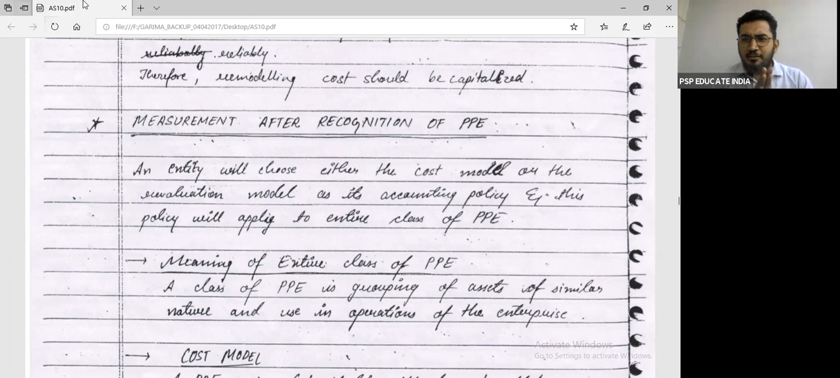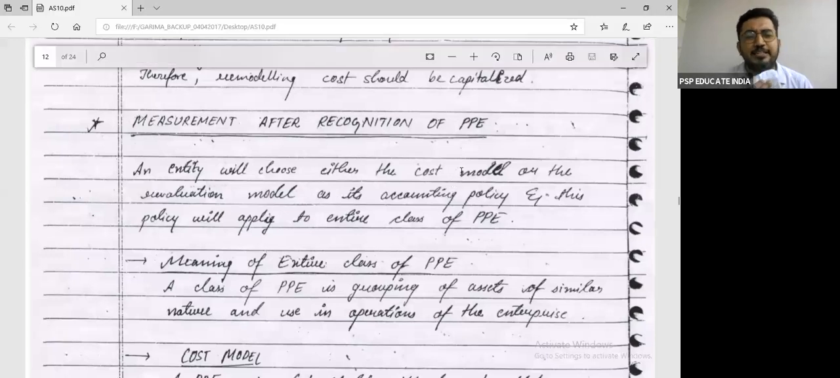Of course, because they are different classes of PPE, you can use the cost model and the revaluation model over here. Okay, perfect. I think everyone is clear with that concept. So let's proceed then. I'm reading the entire concept for you. It says measurement after recognition of PPE: an entity will choose either the cost model or the revaluation model as its accounting policy, and this policy will apply to the entire class of property, plant, and equipment.